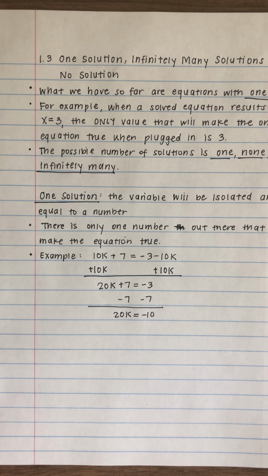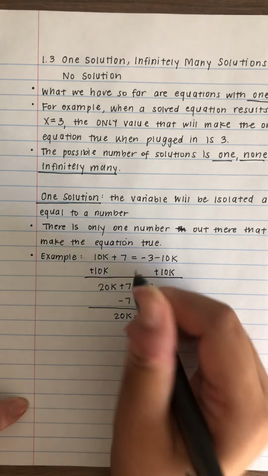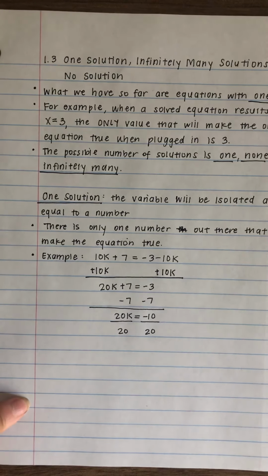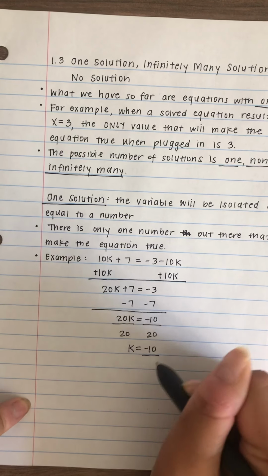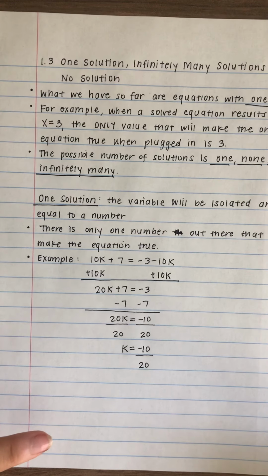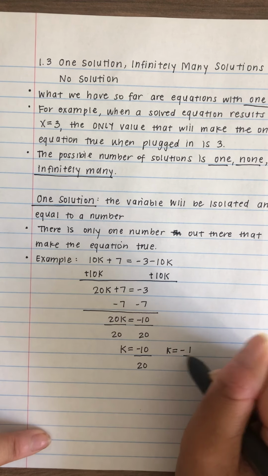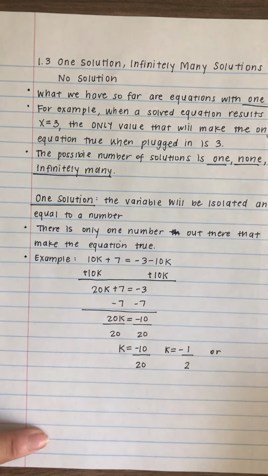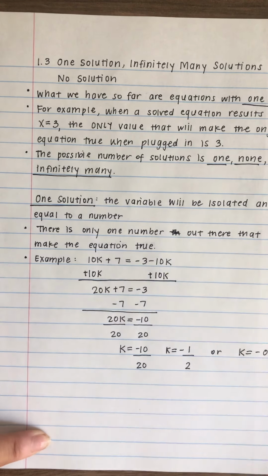To keep isolating our variable k, I'm going to undo this multiplication and divide by 20 on both sides. This is going to leave me with k equals negative 10 over 20. Or if we simplify the fraction, k will give us negative 1/2. Or if you put it in a calculator, k will give us negative 0.5.